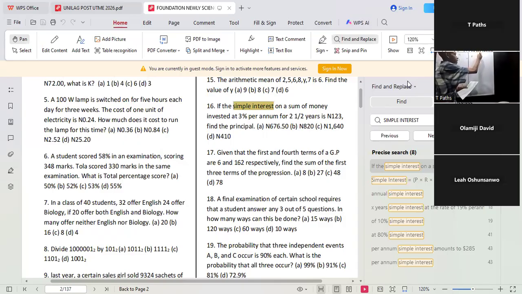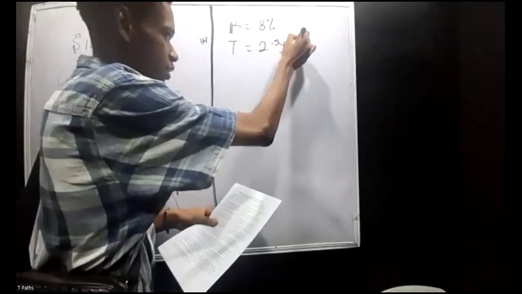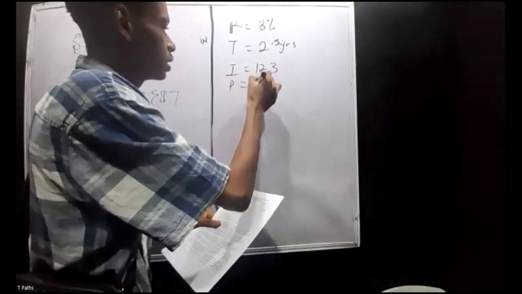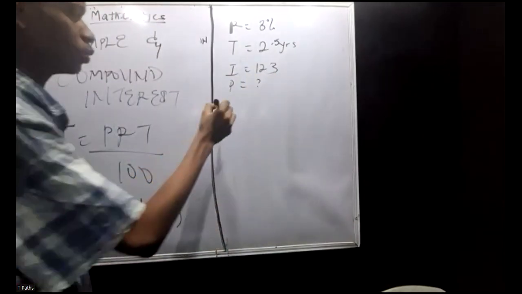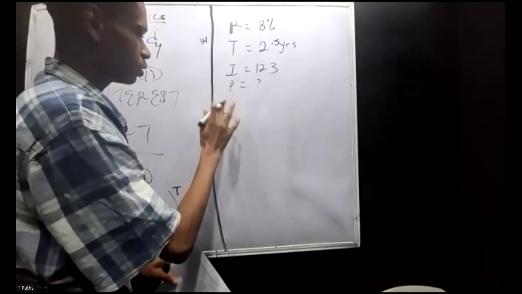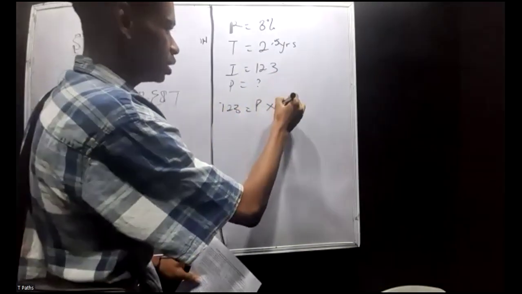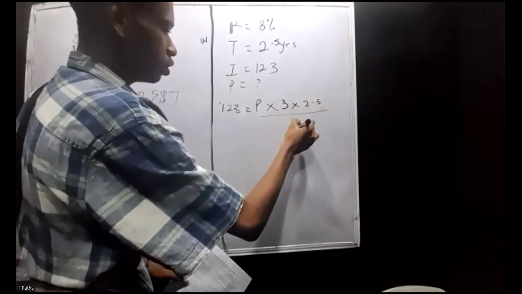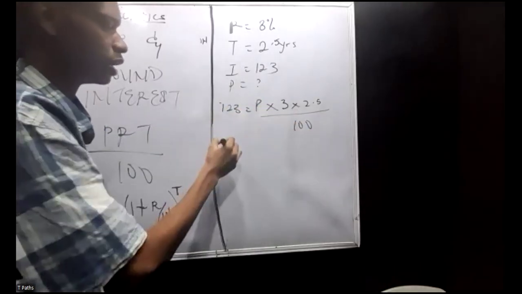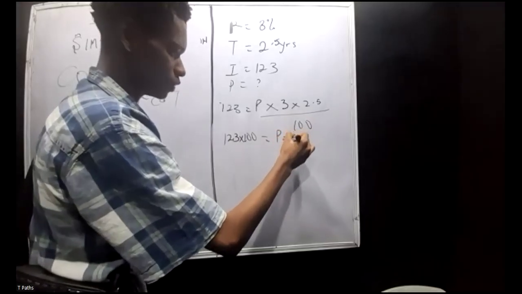So the rate is 3% per annum, and the time is 2.5 years. And then the interest is 123. To find the principal, remember from this formula, I is equal to PRT. So I'm just going to write 123 is equal to P, which is what I'm looking for, multiplied by R, which is 3, times 2.5, divided by 100. Here I can multiply both sides by 100 to get rid of this. So I'll have 123 times 100 is equal to P times 3 times 2.5, which is 7.5.